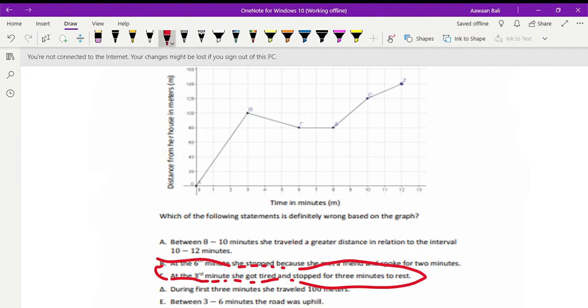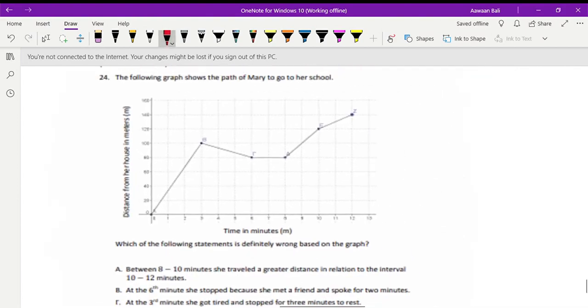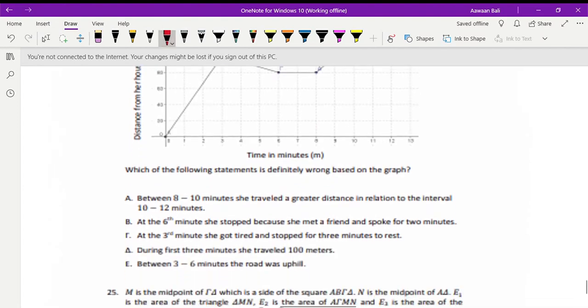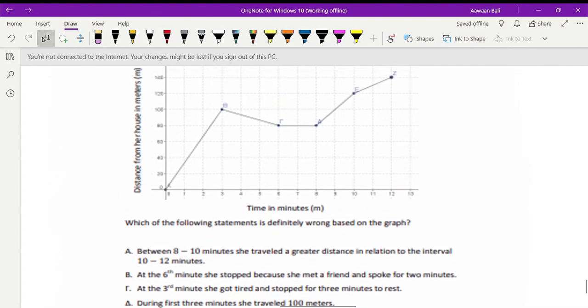For Vita, it says at the 6th minute she stopped to talk with a friend, and she spoke for 2 minutes, which means she would stop traveling at all. So 6 minutes, and this went on for 2 minutes. 1, 2, yes. And she made no progress there. She didn't move an inch, which means she stopped, and Vita's correct.